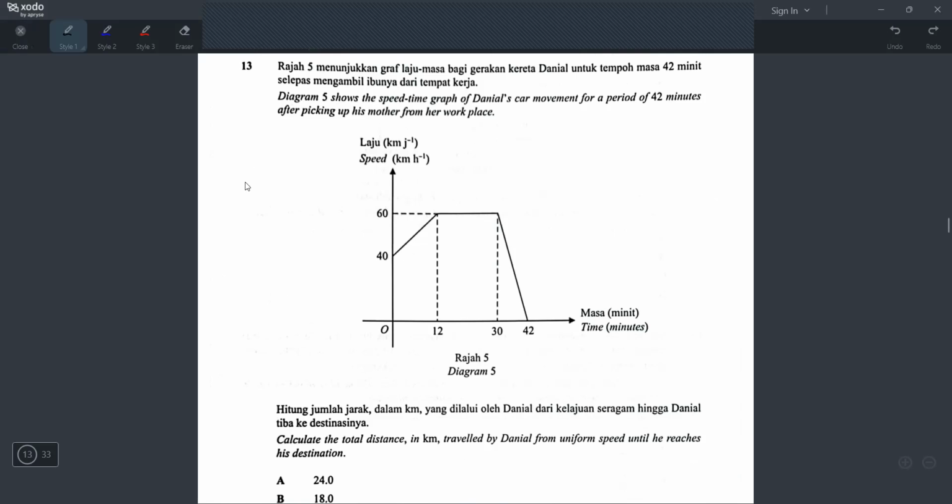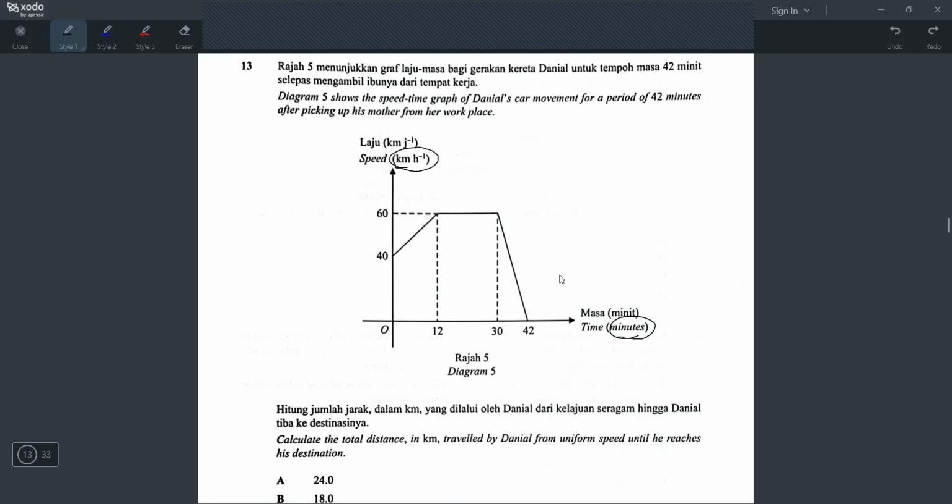Okay, number 13. Let's see. Diagram 5 shows a speed-time graph for Daniel's car movement for a period of 42 minutes after picking up his mother from her workplace. So this is a speed-time graph, but always look at the unit. Because for this chapter, I always tell students the same thing: always check the unit. The unit for speed is kilometer per hour, but look at the time. It's in minutes. And the minutes and the hour here don't match, right?